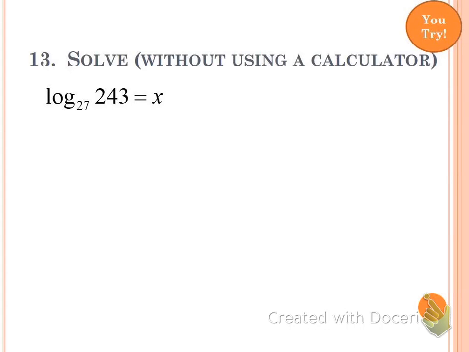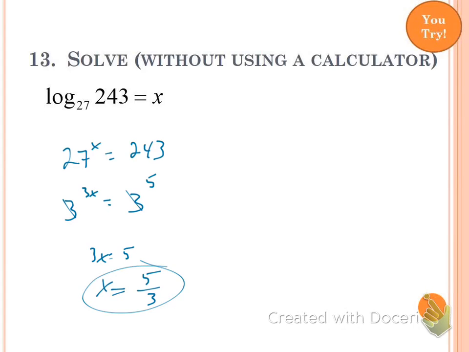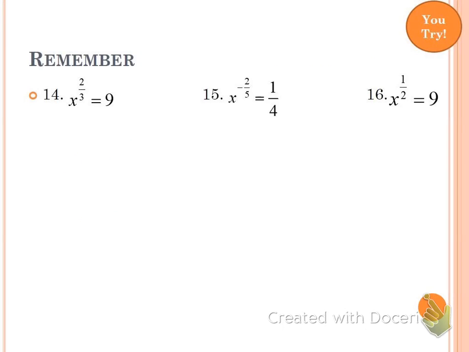Now one for you to try again. So stop the video, start it back up, and check your work. Okay, there you go. 27 to the x equals 243. We can rewrite 27 as 3 cubed. So 3 to the 3rd power, but then multiply by the x, so we get 3x. 243 can be rewritten as 3 to the 5th. So 3x equals 5, or x is 5/3. Okay?